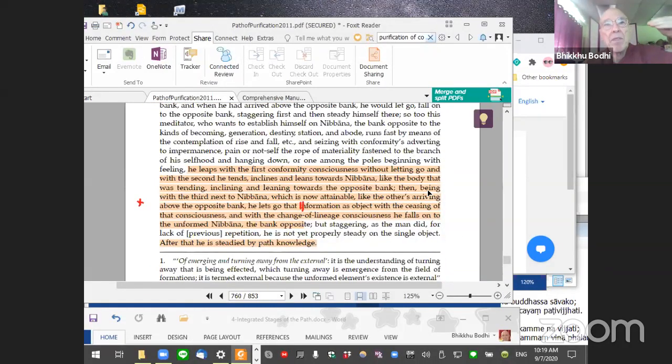Then with the third moment, this is the moment of conformity, he lets go of the formation as object, and with the change of lineage consciousness, that is like landing on the opposite bank. So the change of lineage consciousness falls onto Nibbana, which is like the man falling from the rope onto the opposite bank, but staggering because he's not yet properly steady on that object. But then with path knowledge, he becomes steady upon Nibbana as its object.